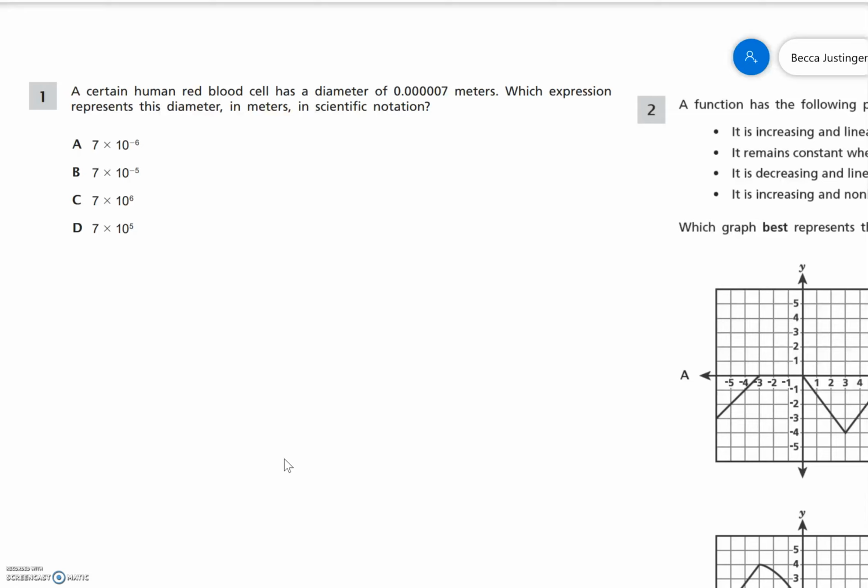A certain human red blood cell has a diameter of 0.000007 meters. Which expression represents the diameter in meters in scientific notation? Well, remember, this is a small number, so it's going to be a negative exponent. So right away I can cross out C and D. Then I need to figure out how many spaces I want to move my decimal point. 1, 2, 3, 4, 5, 6. So it's going to be 7 times 10 to the negative 6.